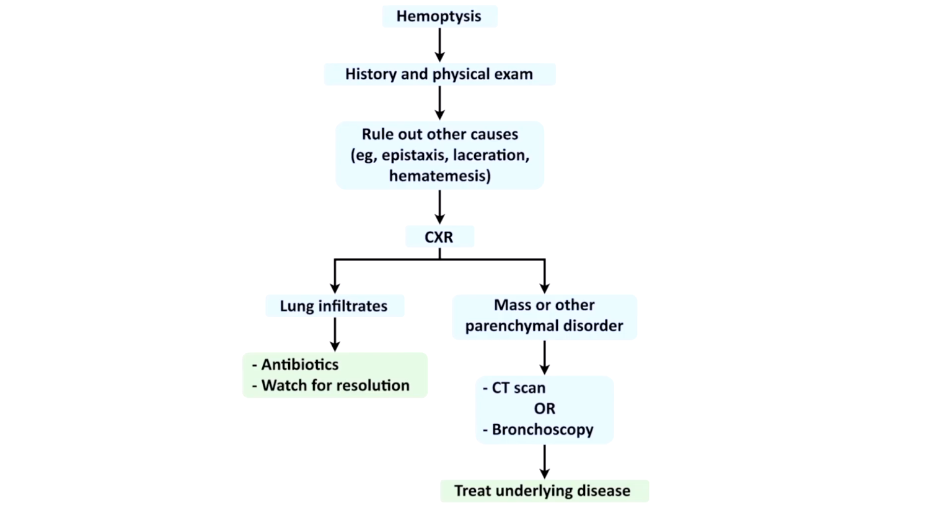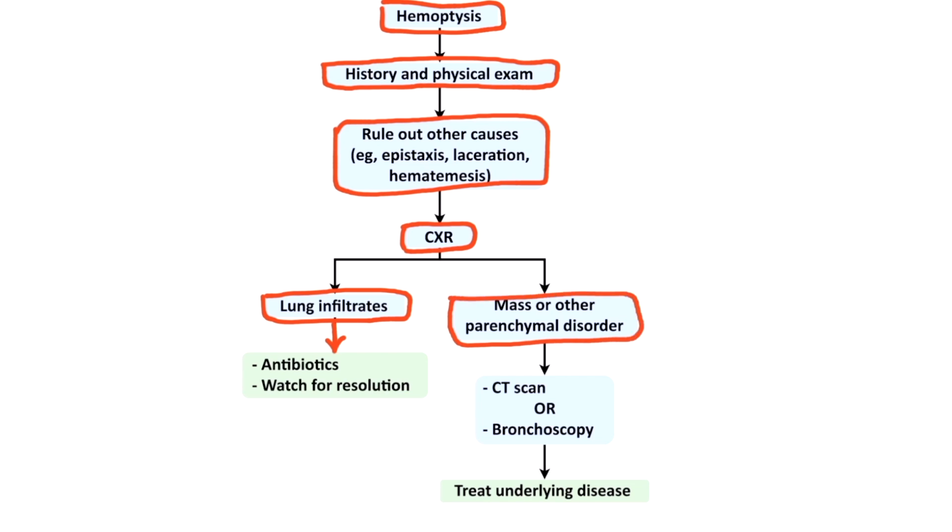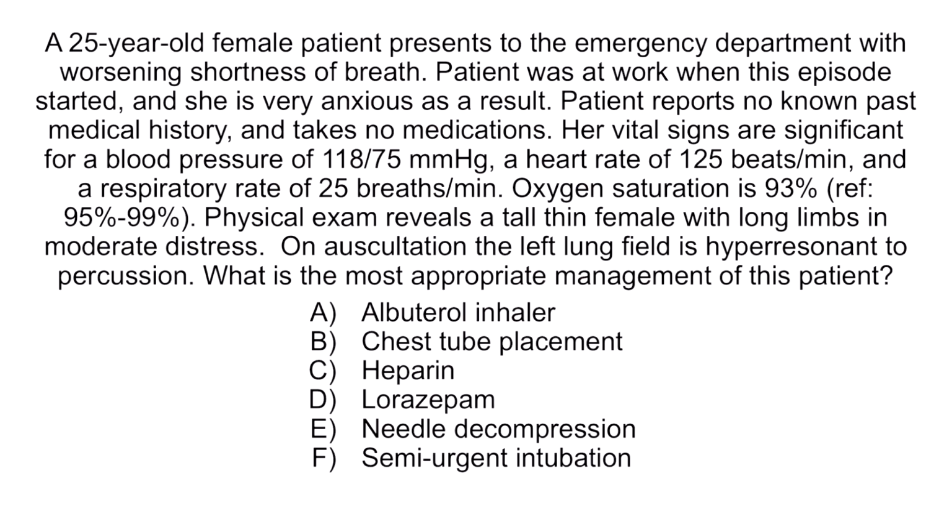This flowchart summarizes the investigation procedure for a case of hemoptysis. Initially, history taking and physical exam have to be done, followed by ruling out other causes that resemble hemoptysis, such as laceration, epistaxis, or hematemesis. Then chest radiography is done. If infiltrations are found, antibiotic therapy is indicated and continuous follow-up is needed. If a mass or other parenchymal disorder are found, then CT scan or bronchoscopy is indicated, and treatment is specific according to diagnosis. Let's end our lecture with a board-style question.